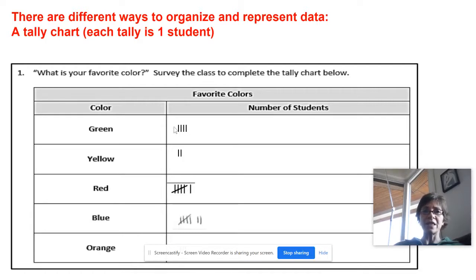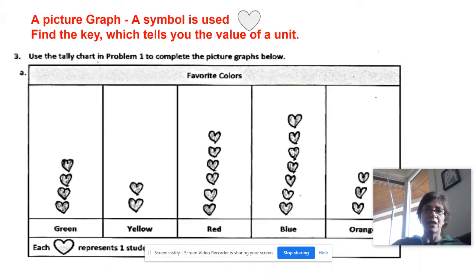Okay, so here we can see, for example, how many people chose green as their favorite color? 1, 2, 3, 4. How many people chose yellow as their favorite color? 2. How many people chose red as their favorite color? 6, and so on. This allows us to collect, display information, and then we can analyze it. See which color is the most liked in the class.